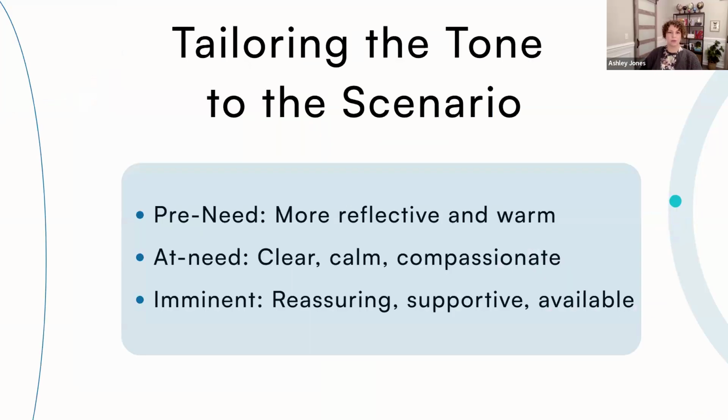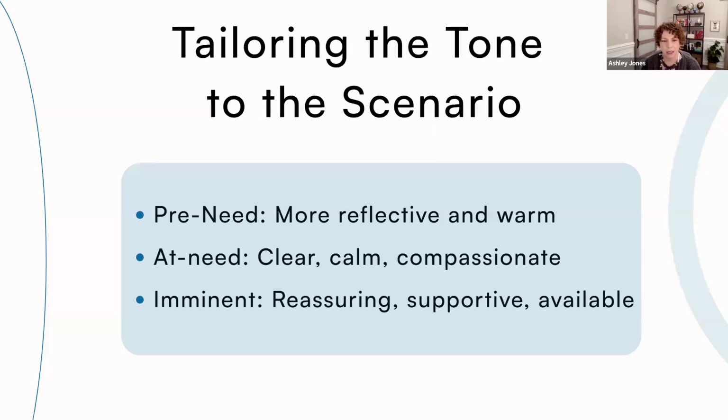Okay, so let's move into talking about the tone of the email. In Parting Pro, there are three different standard email templates that you can customize for each scenario. You've got a pre-need template, an at-need template, and an imminent template. This is where you can take a different tone with the emails and really tailor them to the different scenarios. For pre-need, you might want to be more reflective and have a warm tone, creating a safe space for families to explore their options.